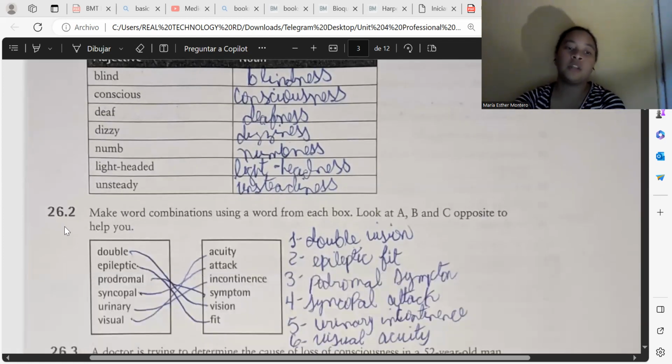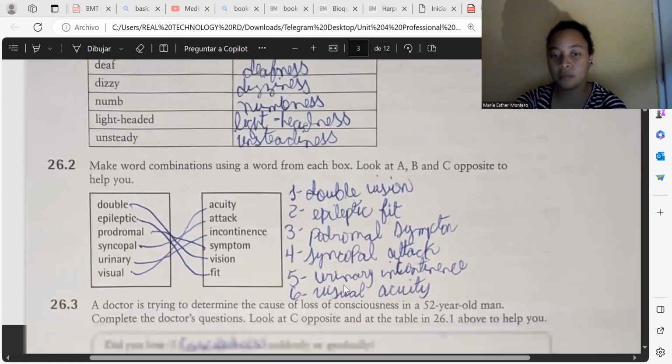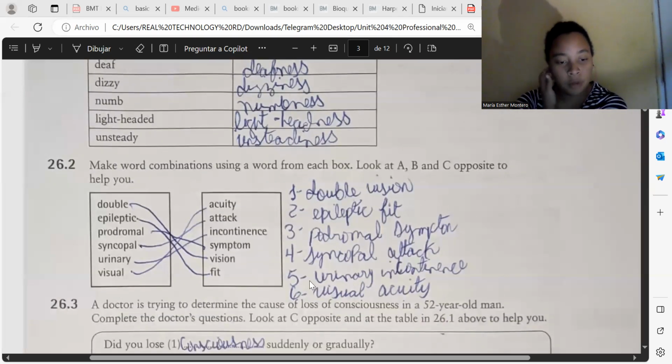Exercise 26.2. Make word combinations using a word from each box. Look at A, B, and C opposite to help you. Double vision, epileptic fit, prodromal symptoms, syncopal attack, urinary incontinence, visual acuity.